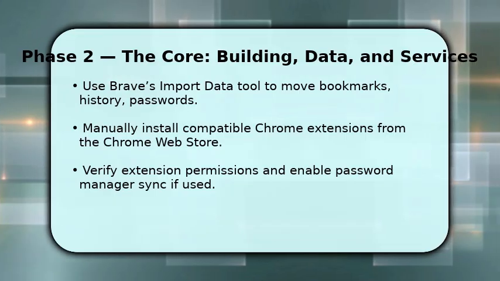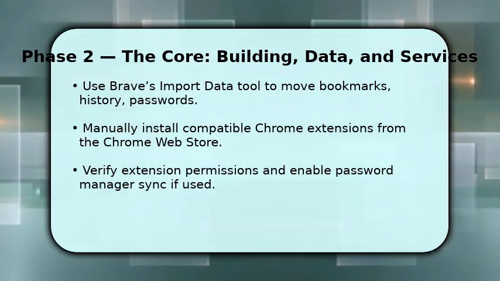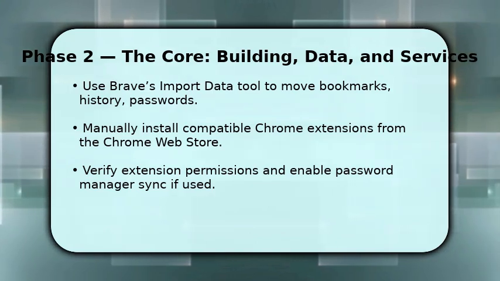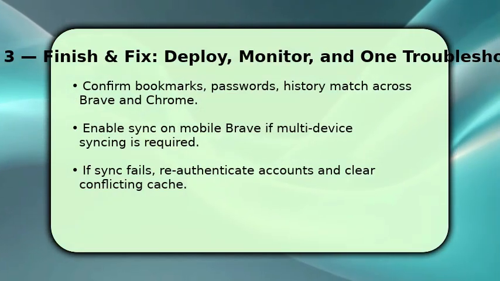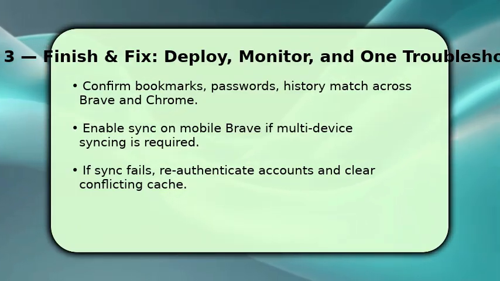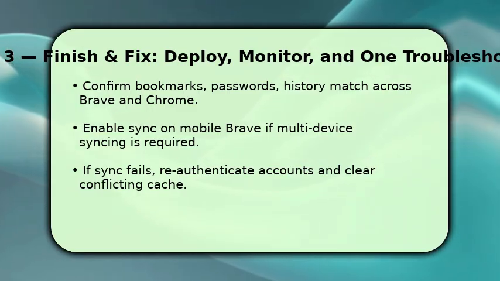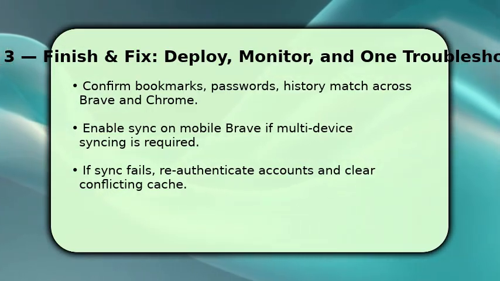Once imported, browse a few sites to verify bookmarks and history appear. Finish by confirming everything synced. Open bookmarks, test logins, and review history in both browsers. If you need multi-device continuity, enable Brave Sync Chain on your mobile device and join the same sync chain. This mirrors Chrome data indirectly.